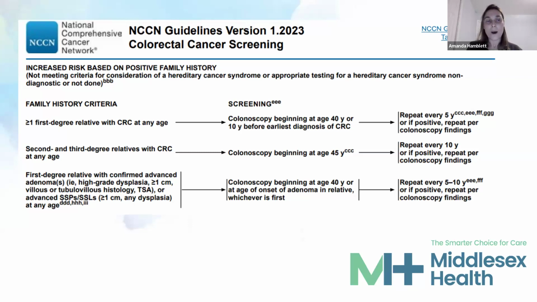If you look at the bottom one, you can see that somebody who has a close relative with what we call an advanced adenoma, which is a larger polyp, one that's a centimeter or bigger, or one that shows some differences in it, they also meet the criteria to start a colonoscopy at age 40 instead of age 45. What that means is that even individuals with no family history of colorectal cancer, but who do have a family history of adenomas of a certain type, may still need earlier and closer screening, even though they technically do not have a family history of colorectal cancer.